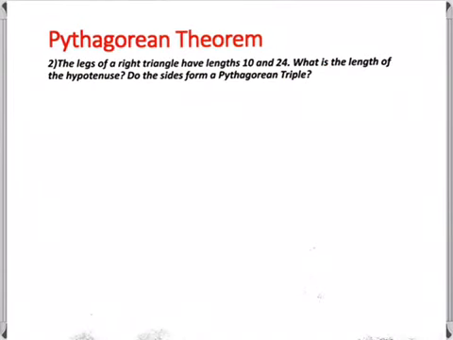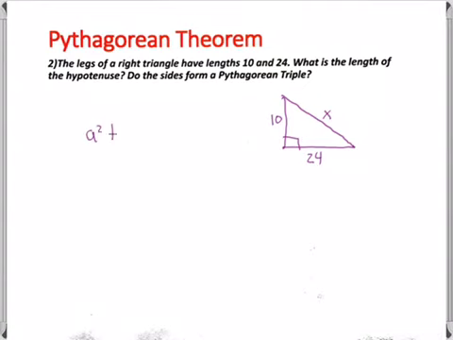Example 2. The legs of a right triangle have lengths of 10 and 24. What is the length of the hypotenuse? So if we draw this out, they tell us that the legs have length 10 and 24, and they ask what is the length of the hypotenuse? So that's that guy there. Well, we can use the Pythagorean theorem again.